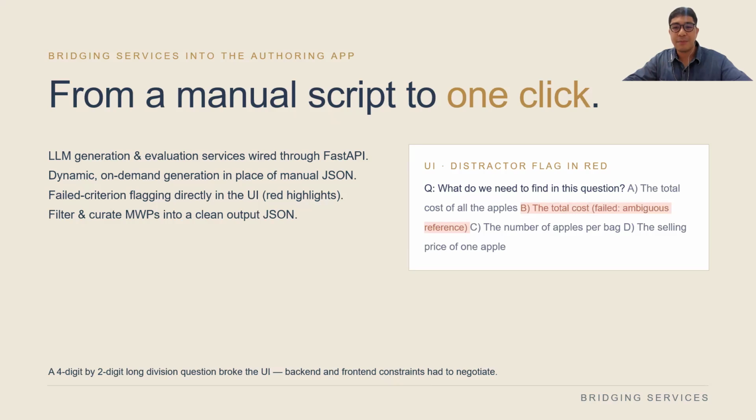To me, the interesting moment was when generating a 4-digit by 2-digit long division broke the UI. It caused excessive scrolling and overall poor user experience. So that bug taught me how tightly backend logic and front-end constraints have to be aligned in this case.